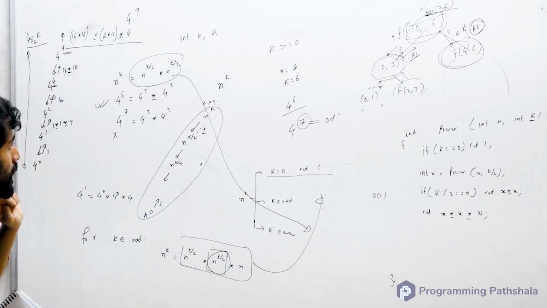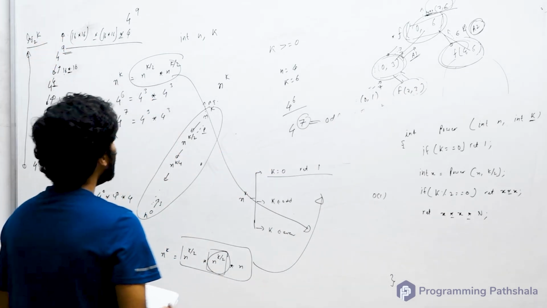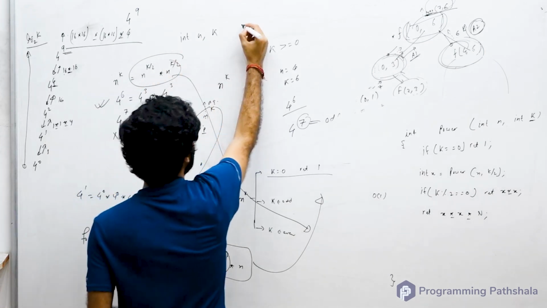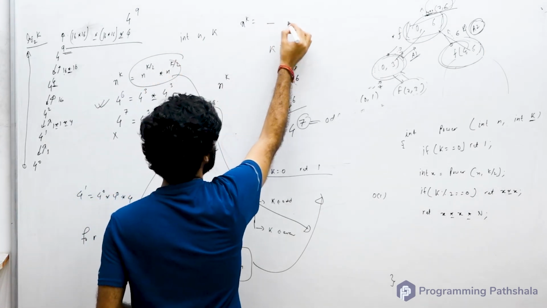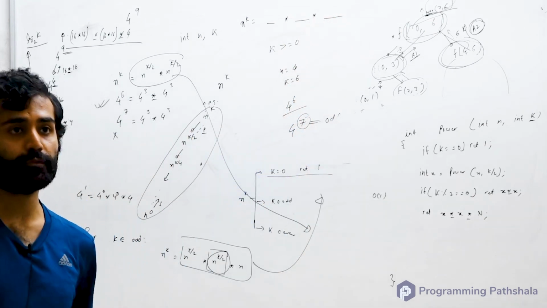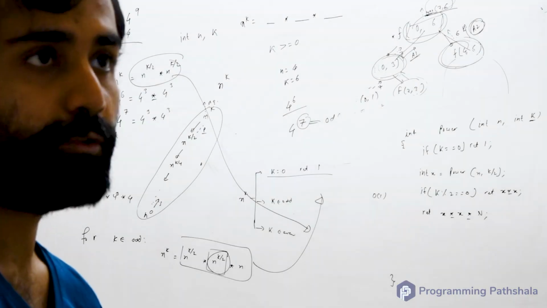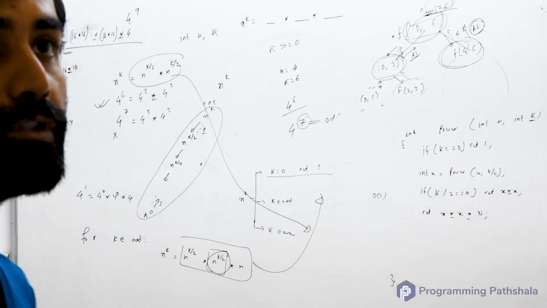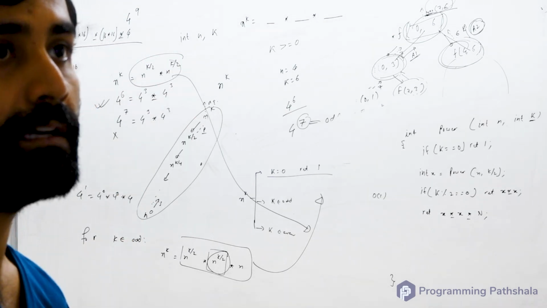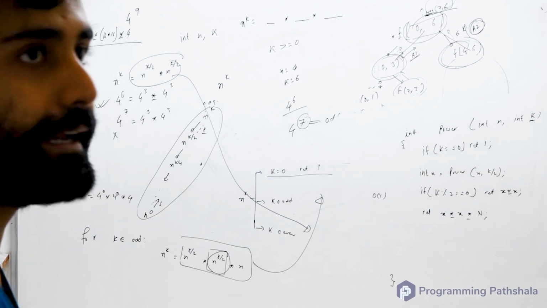Now tell me one more thing. Here I had divided my problem into 2 parts. Instead, can I divide my problem into 3 parts? I can do that also, right? How can I do it? What should be my exponent so that I am able to divide it into 3 parts? It should be k by 3, correct?